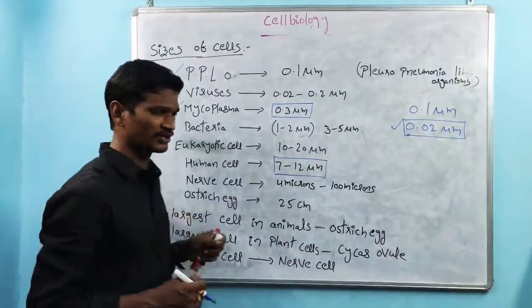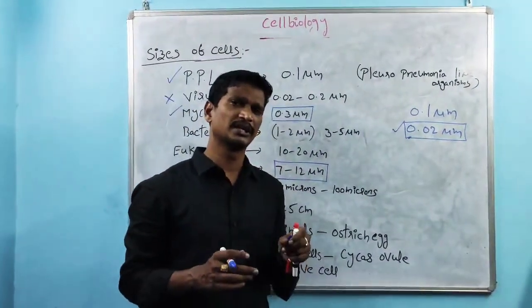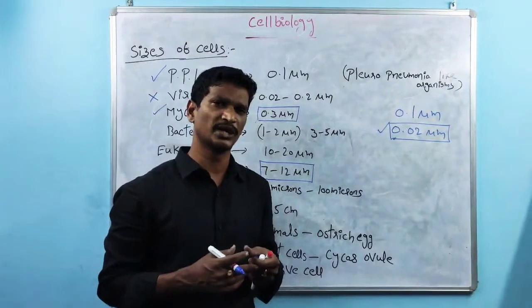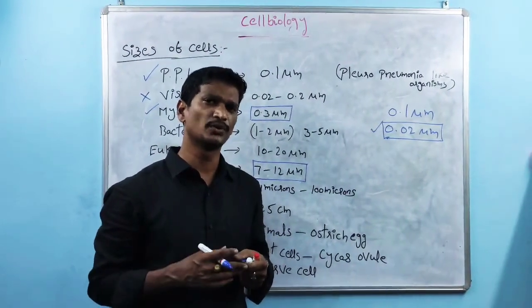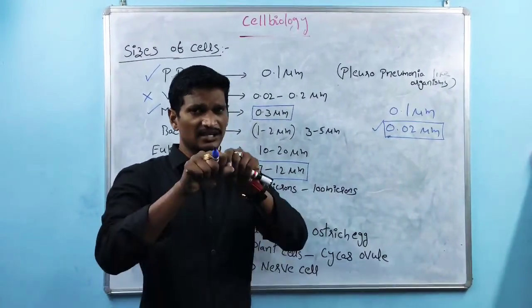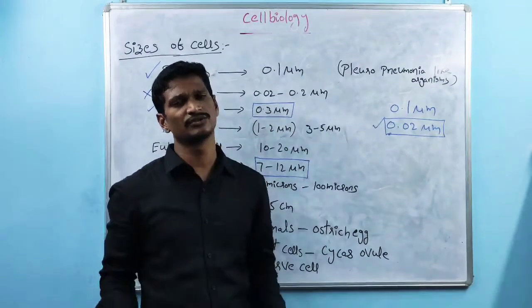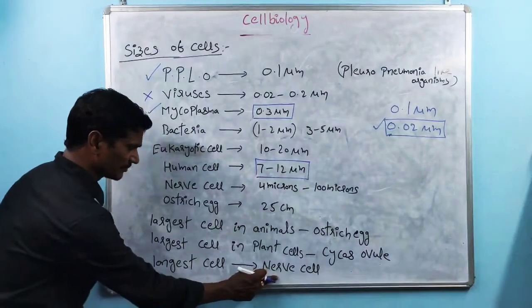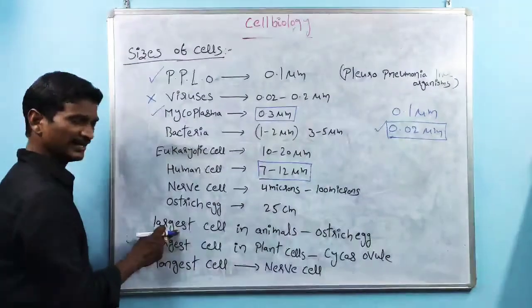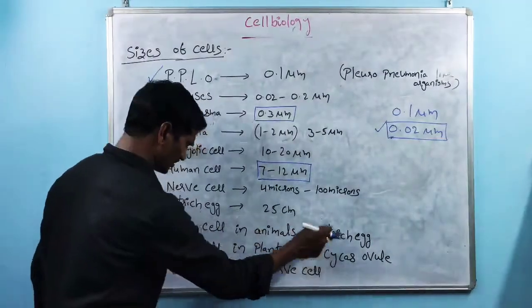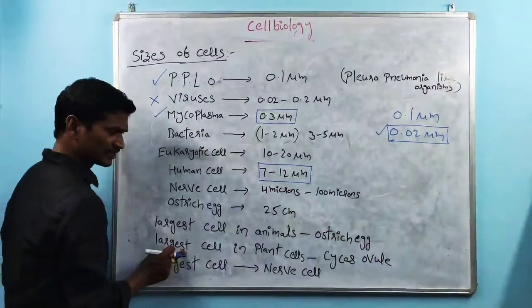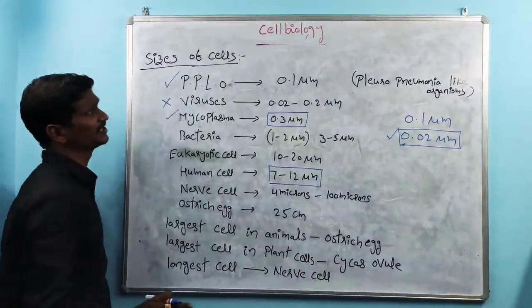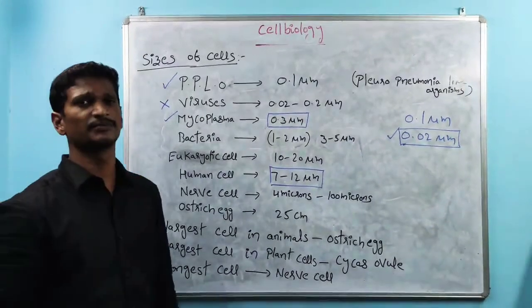We know why this is longest. When we are born, the number of neurons we have is the same up to death. But the nerve cells are elongated. So the longest cell is the nerve cell. The largest cell on the earth is the ostrich egg. Within plant cells, the largest one is the cycas ovule. That is about the different sizes of cells.